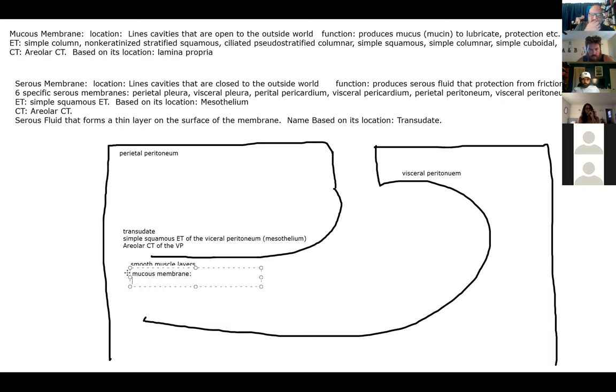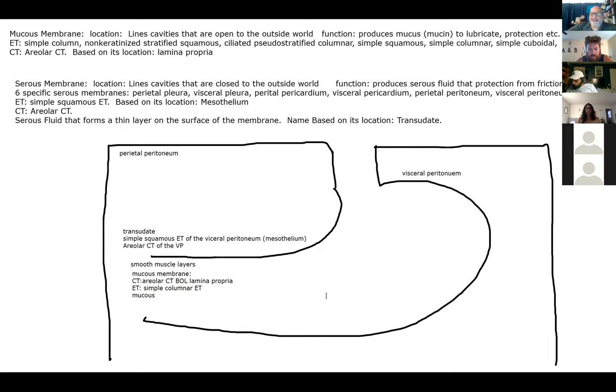And that mucous membrane is comprised first of an areolar connective tissue, which, because it's part of the mucous membrane, based on location, we call the lamina propria. Sitting on top of that is an epithelial tissue. And what epithelial tissue would that be? Lying in the inside of the stomach? Simple columnar epithelial tissue. Yep. And then sitting on top of that would be a thick layer of mucus.